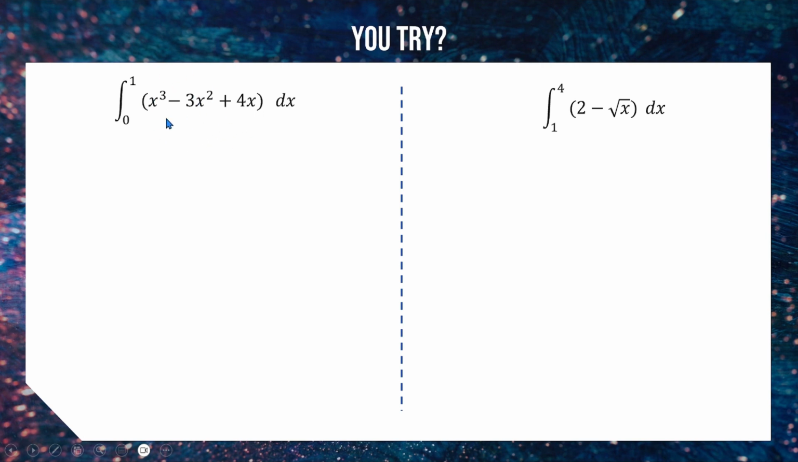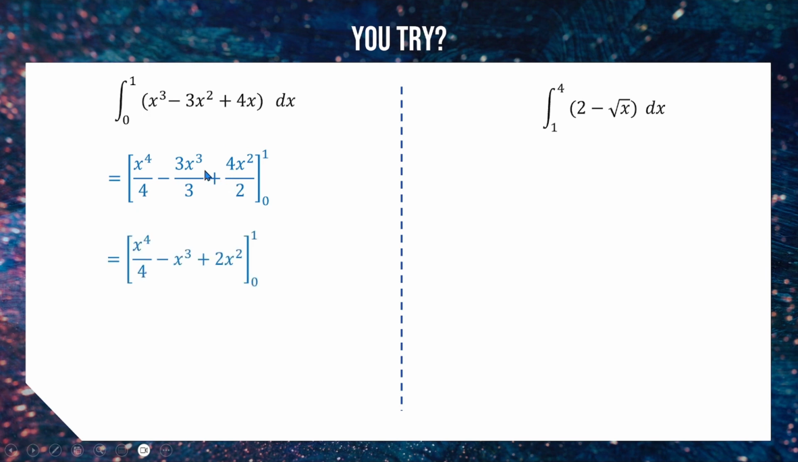First example, doing our integration: raising x to the 3 to x to the 4 over 4. x squared becomes x to the 3 over 3. And then 4x becomes 4x squared divided by 2. We'll simplify a little bit by changing 3 over 3 to be 1 and changing 4 over 2 to be 2. Now, when we sub in our limits, we're going to put in 1s for x's and then take away subbing in 0s for x's.